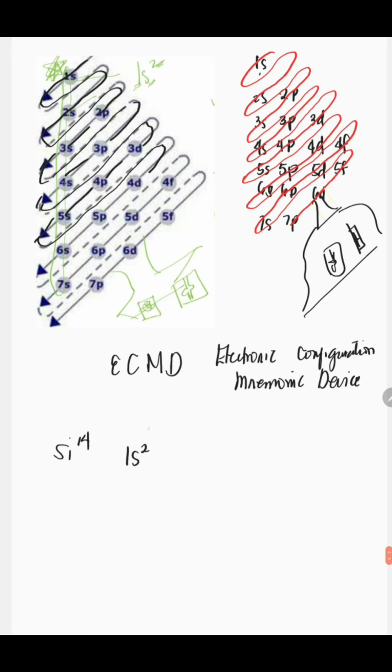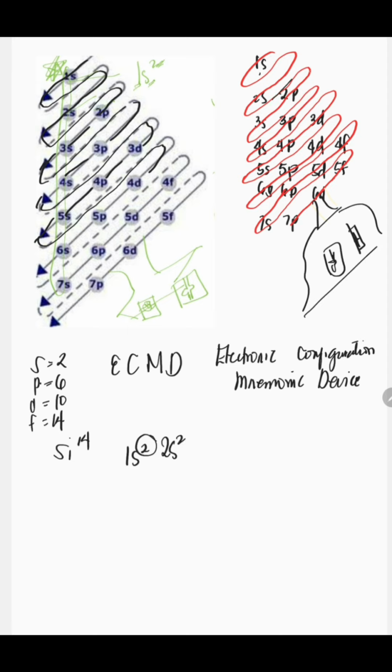1s2. Bakit 2? Kasi ito yung kaya niyang i-carry na electron. Kapag S kasi, di ba sinabi ko na sa video kanina, kapag S, 2. Kapag P, 6. Kapag D, 10. And then kapag F, 14. 1s2. And then susunod is 2s2.